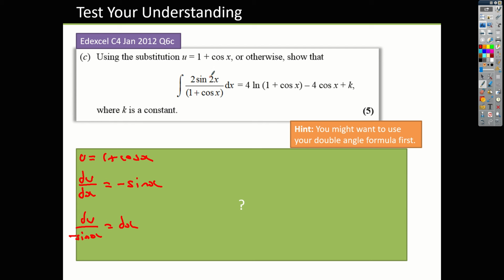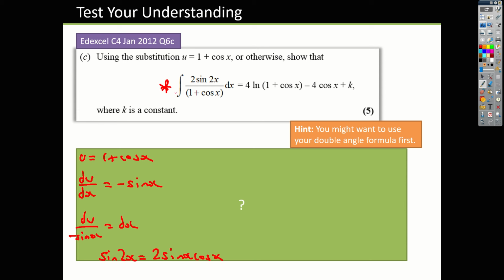This sine 2x, though, is going to cause us a bit of a problem. So it's probably going to be worth us writing down what sine 2x is equal to using an identity. So sine 2x, that is 2 sine x cos x. Okay, so what I'm going to do is I'm going to write that in my integral instead and then see what happens in terms of cancelling and writing in terms of u.